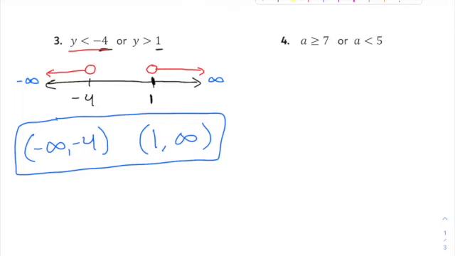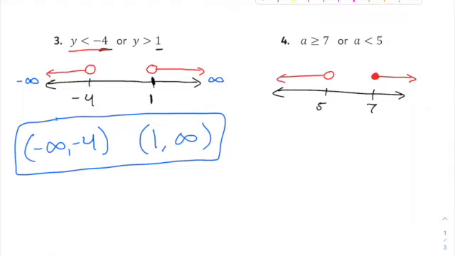Sometimes you may see a union symbol put in between the two to show this or that, but it's not necessary either. So just be flexible. Number 4, a is greater than or equal to 7, or a is less than 5. So again, I'm going to put these in the appropriate order. 5 is to the left of 7, and a is greater than or equal to 7 would be a closed circle at 7, shaded to the right. a is less than 5 would be an open circle at 5, shaded to the left, right?